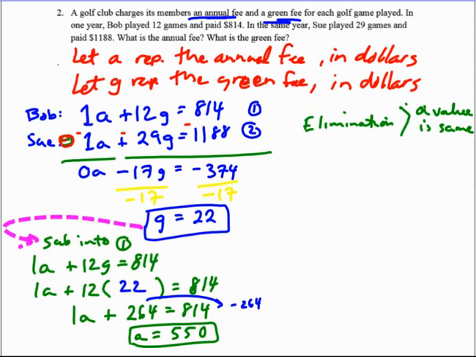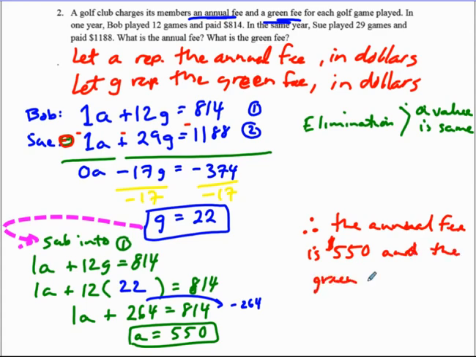So we can make a statement now. Therefore, the annual fee is $550 and the green fee is $22.